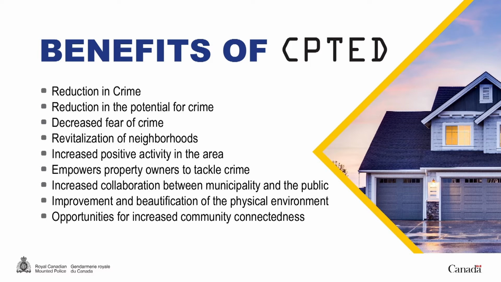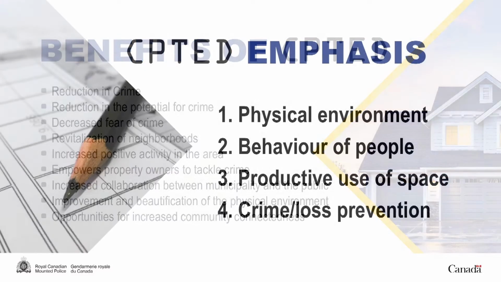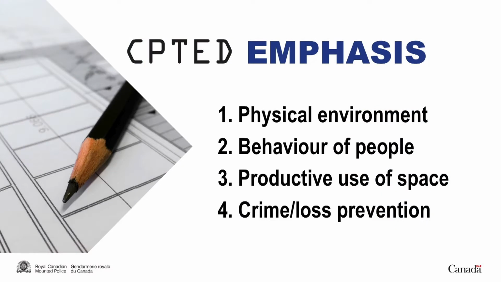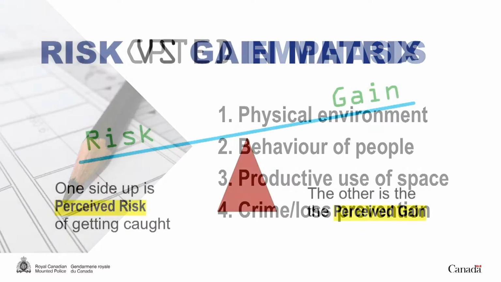The first is reduction in crime, reduction in the potential for crime, a decreased fear of crime, the revitalization of neighborhoods, and most importantly, it empowers property owners to tackle crime. What is the emphasis that CPTED focuses on? The first is the physical environment, the second is the behavior of people, the productive use of space, and crime loss prevention.